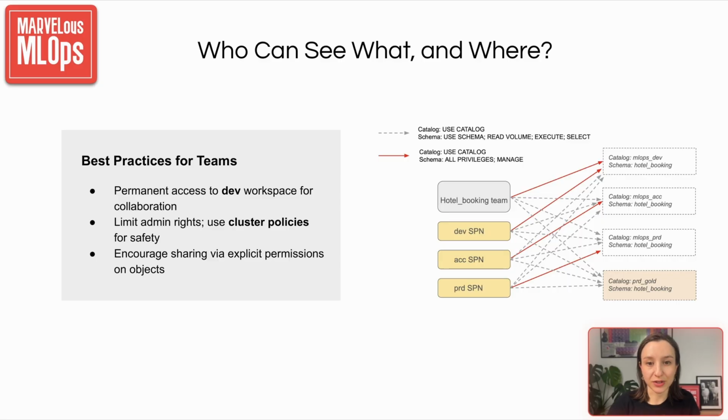SPNs have all privileges and managed access on schemas in the corresponding catalogs, and read-only access to Prod Gold hotel booking schema to ensure consistent data consumption across environments without risk of modifying production data. The privileges on the schema level are propagated to all underlying objects.